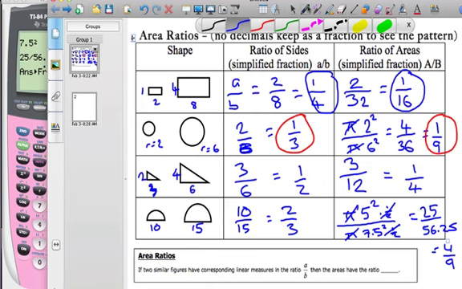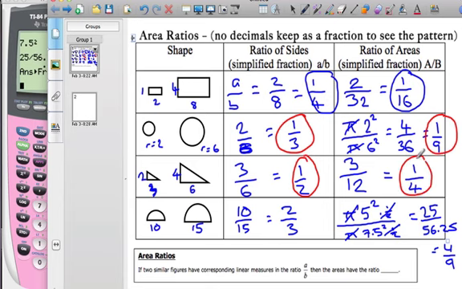So, what I need you to compare is the ratio of the lengths compared to the ratio of the areas. And actually the clearest one to look at is this last one. Look at the ratio of the lengths. Look at the ratio of the areas. See if you can generalize this with this statement at the bottom. So the area ratio: if two similar figures have corresponding linear measures in the ratio A over B, then the areas have the ratio. I'll leave that to you to fill in.